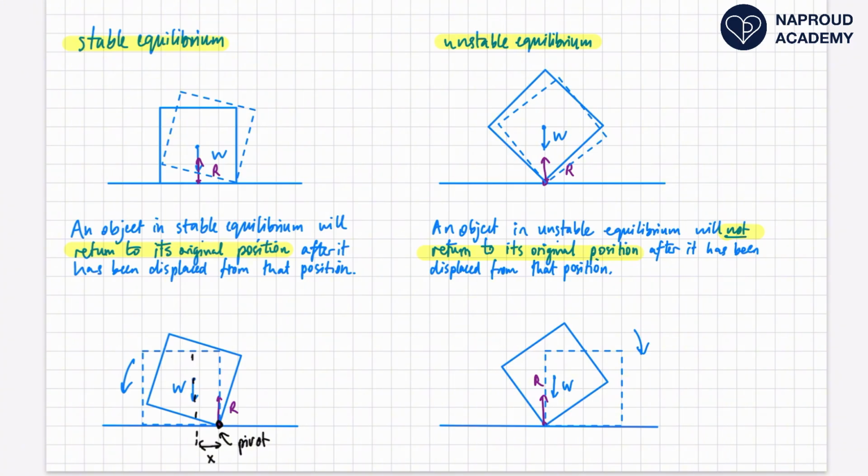We also have the case of unstable equilibrium. This is when an object will not return to its original position after it has been displaced from that position. So if we look at the diagram below the first one, we can see that here the weight is acting from the centre of mass, and the pivot point where the reaction force is acting up is slightly to the left of the centre of mass. This causes there to be a clockwise moment which tilts the box down, and so it becomes balanced in another stable equilibrium state where one flat surface is on the ground.